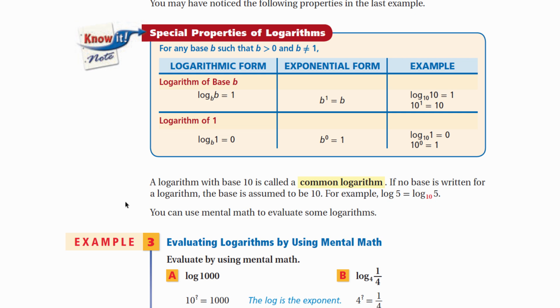A logarithm with base 10 is called a common logarithm. If no base is written for a logarithm, you may assume that the base is 10. So for example, if you ever see log 5 and you don't see a base number written there, you may assume that the base is actually 10. It's implied that it's 10.